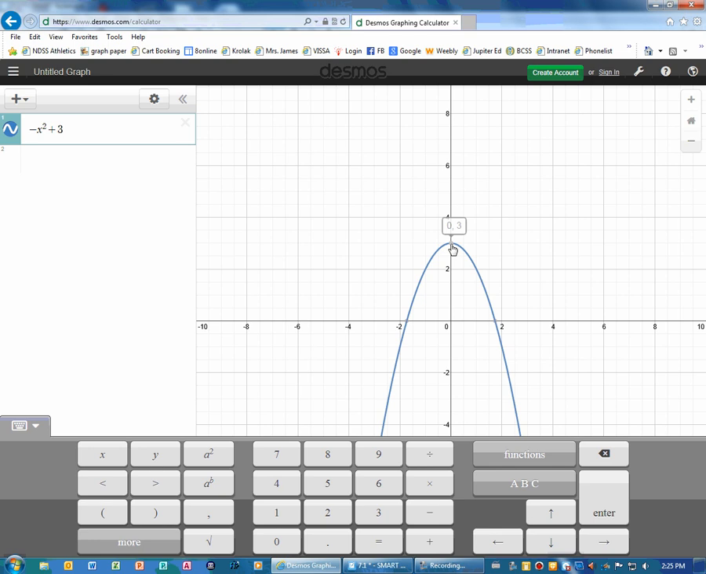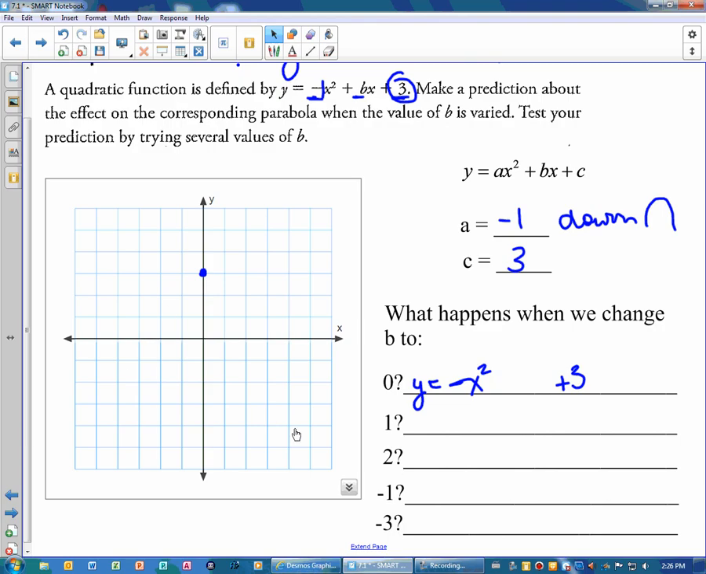And look what happens with my graph. It opens downwards like I told you. Its highest point is 3, and its x-intercepts right here are not very pretty numbers, 1.732 and negative 1.732. So if we were to sketch it here, I have my y-intercept, my x-intercepts from the graphing calculator were 1.732 and negative 1.732. And then freehanding it, it would look something like that.